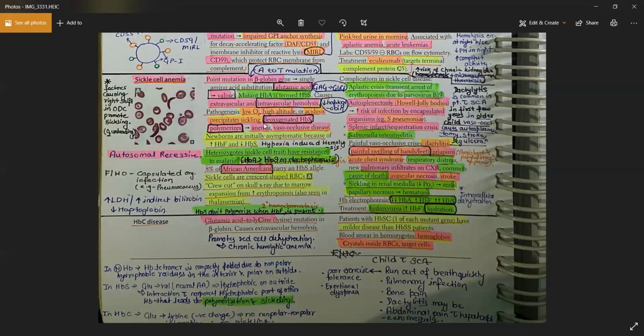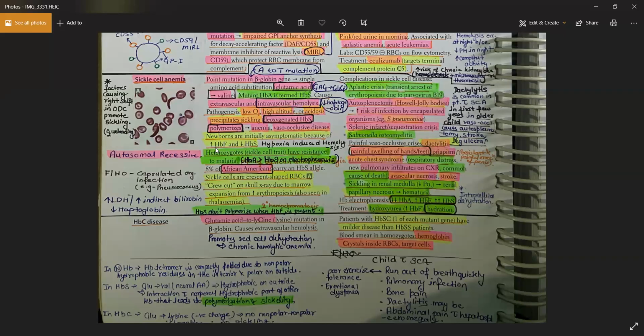And of course, the anemia symptoms will be there like fatigue, pallor, jaundice, right? Newborns are typically normal up to 6 months because they have fetal hemoglobin to protect them. After 6 months, when the beta chains become prominent, then the symptoms will arise in the patient, right? Very important.